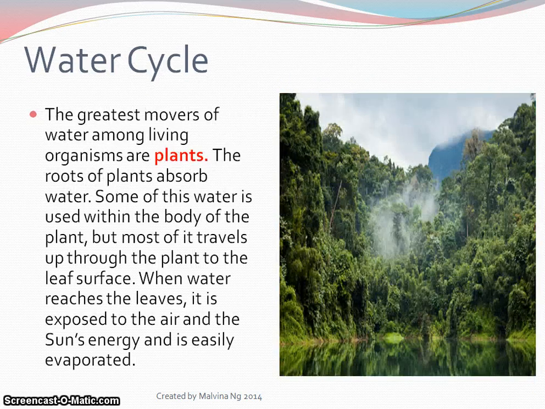The greatest movers of water among living organisms are plants. The roots of the plants absorb water. Some of this water is used within the body of the plant, but most of it will travel up through the plant to the leaf surface. When the water reaches the leaves, it is exposed to the air and the sun's energy. From there, water is then evaporated into water vapor. This process is also known as transpiration.